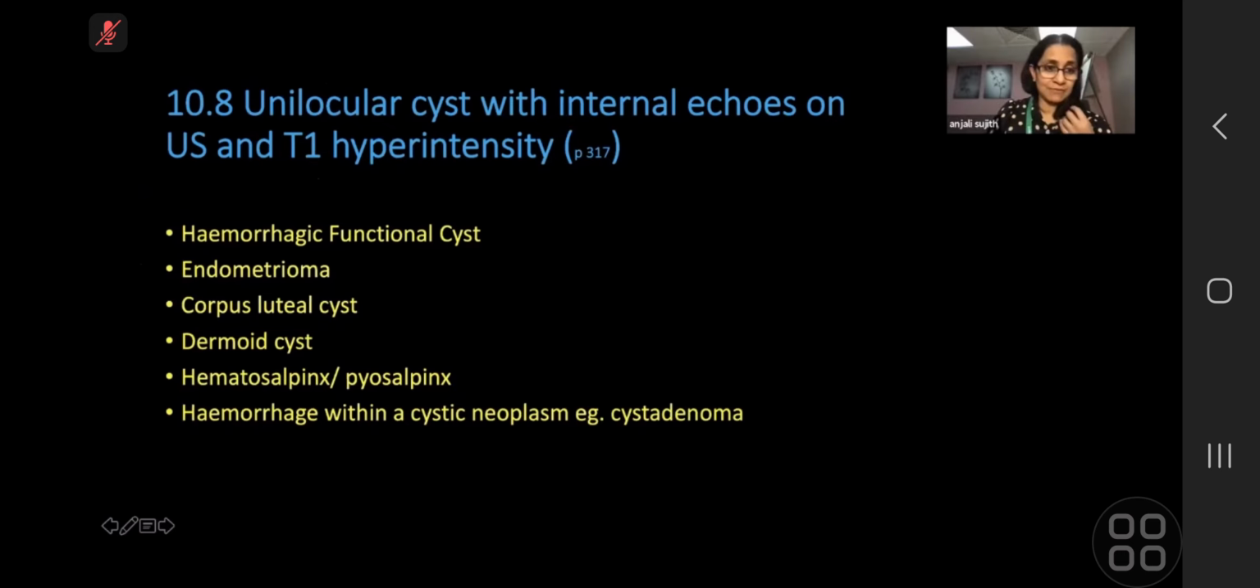So Chapman gives a differential for unilocular cyst with internal echoes, and these are the differentials. We have covered dermoid cyst. We've seen corpus luteal cyst. We will look at some of the other pathologies as well.